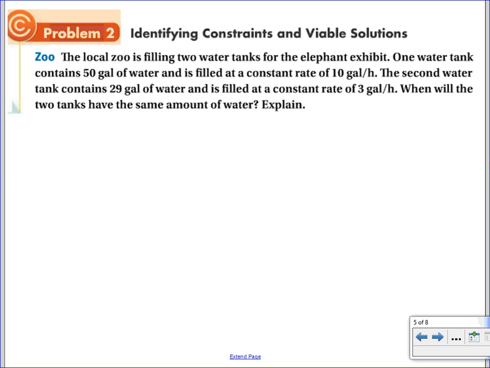So we need to write 2 equations for this. I'm going to go back to X and Y, just because that's what's most common. X, I'm going to refer to the time, so that's going to be the number of hours. And Y is going to be how many gallons are in the tank, so gallons of water in the tank.